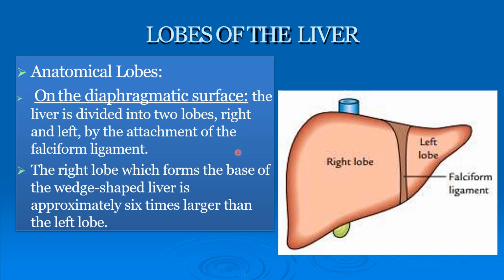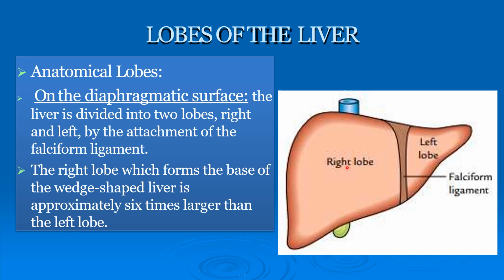Coming to the lobes of liver. The liver has anatomical lobes and physiological lobes. About its anatomical lobes on the diaphragmatic surface, the liver is divided into two lobes, right and left, by the attachment of falciform ligament. The right lobe, which forms the base of the wedge-shaped liver, is approximately 6 times larger than the left one.